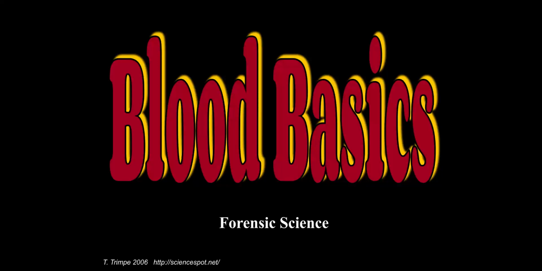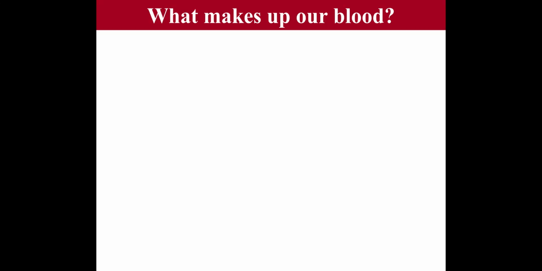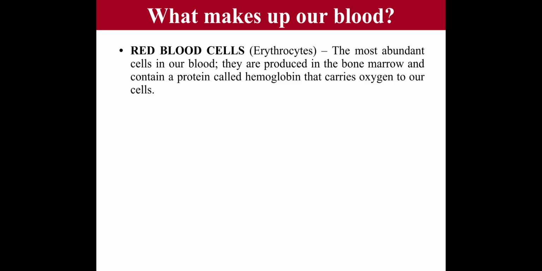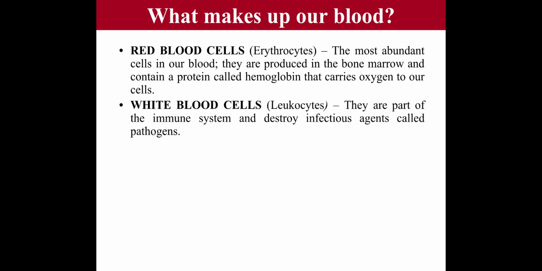This is the mini lesson on blood basics. So the components that make up our blood, you have the red blood cells called the erythrocytes. This is the most abundant cell that's in your blood. They're produced in the bone marrow, and they're the ones that have the protein hemoglobin, and it's responsible for carrying oxygen to our cells. So the oxygen we breathe in is then absorbed by the hemoglobin, and the hemoglobin will carry it throughout your body.